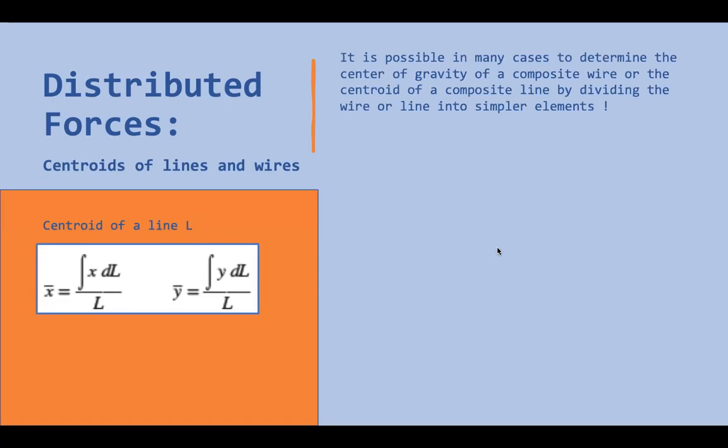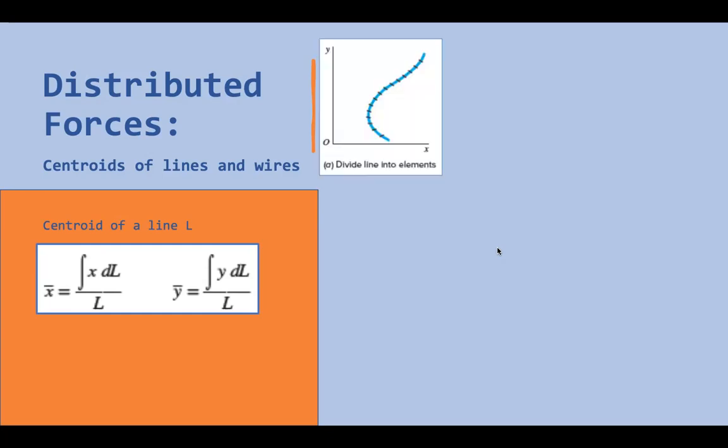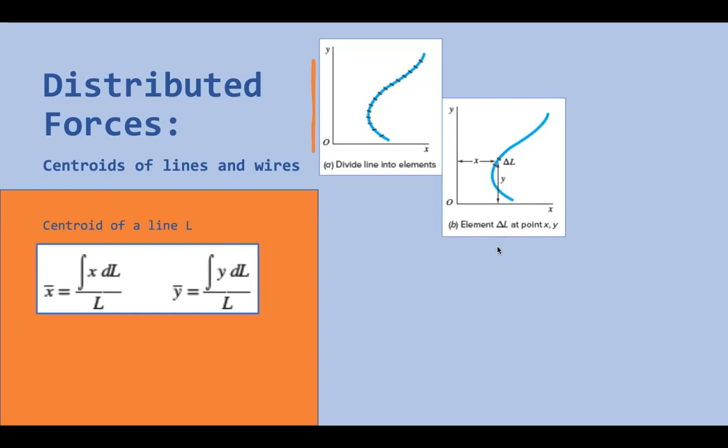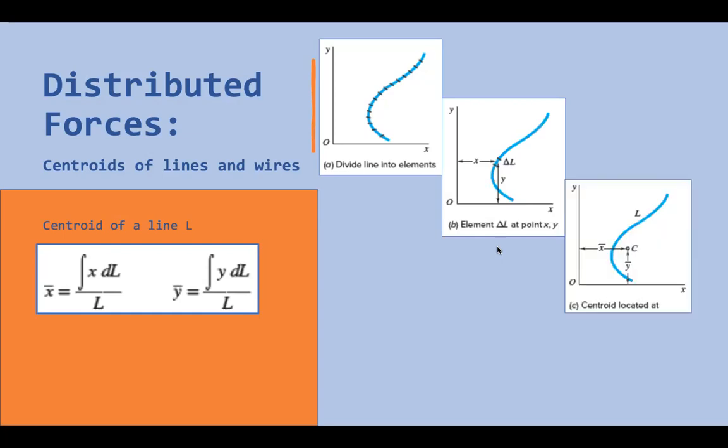It is possible in many cases to determine the center of gravity of a composite wire or the centroid of a composite line by dividing the wire or line into simpler elements. As seen in this series of pictures, divide the line into elements. For an element dL at a point x, y, the ordered pair x, y, the centroid is located at x bar, y bar. Again, we can express x bar and y bar in this method, relating it to integration.